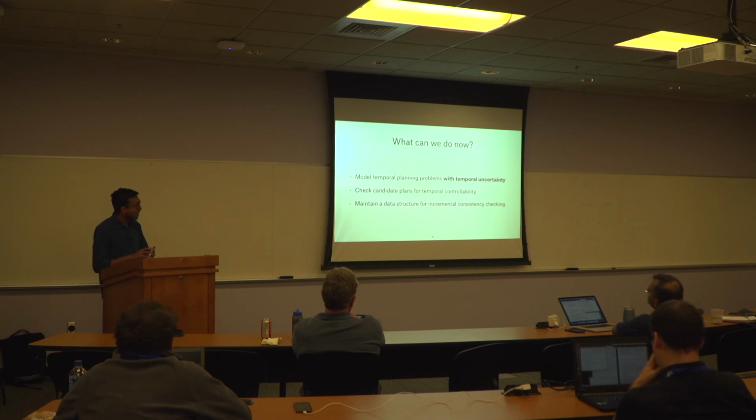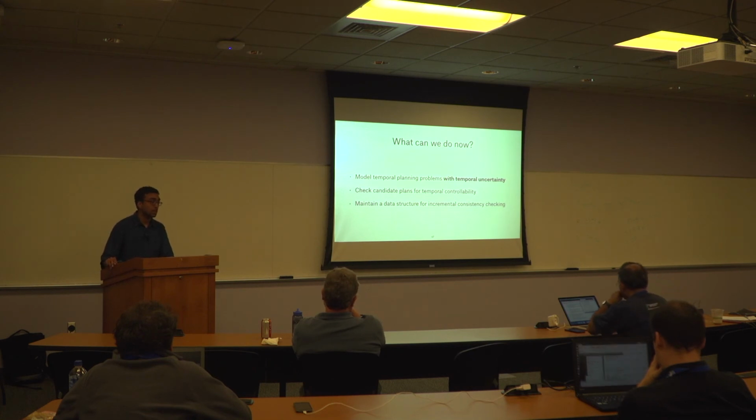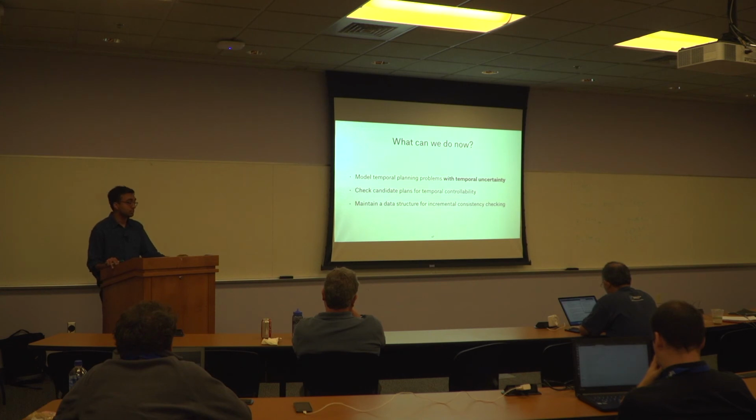But when we take all of this together, we now can actually do quite a lot. We can take our planning problems, and if we have temporal uncertainty in them, we know how to model that as a temporal scheduling problem with temporal uncertainty in and of itself. We know how to check candidate plans for temporal controllability in one shot. That was the big, complex, gnarly algorithm we talked about earlier. And then we also know how to maintain a data structure for incremental consistency checking.